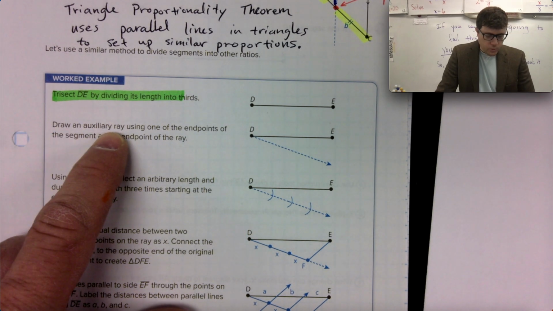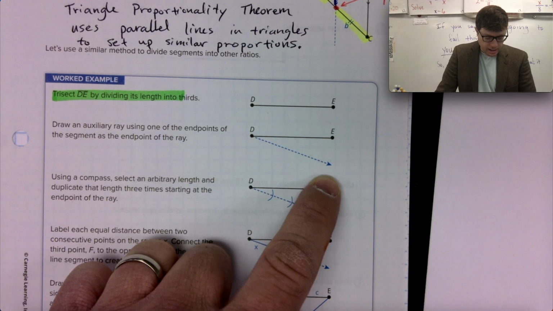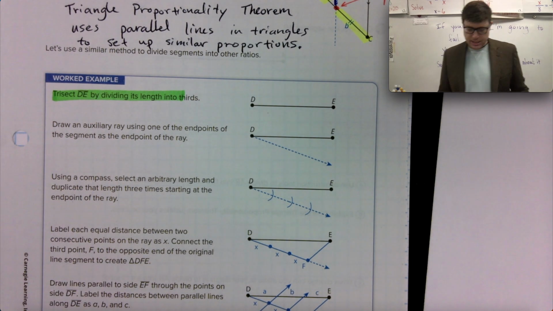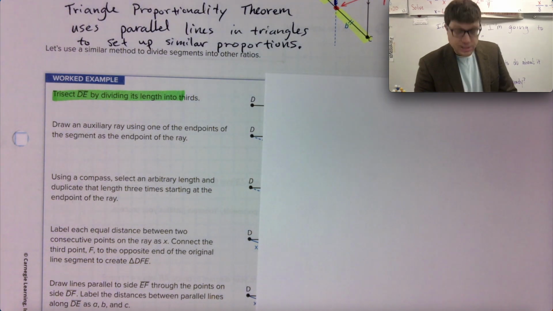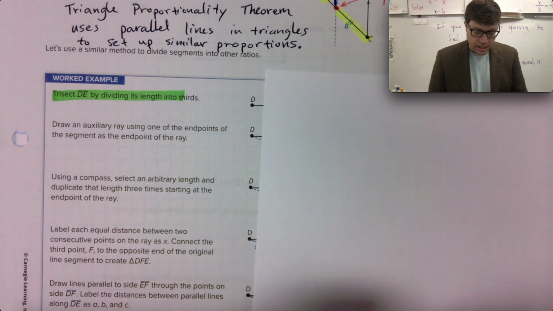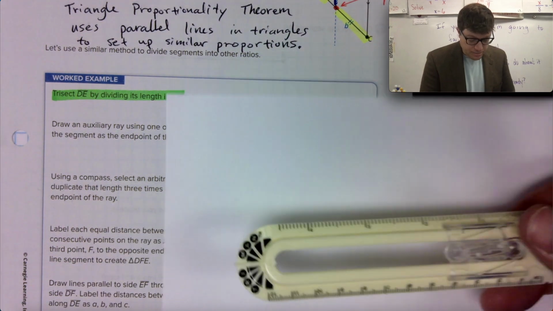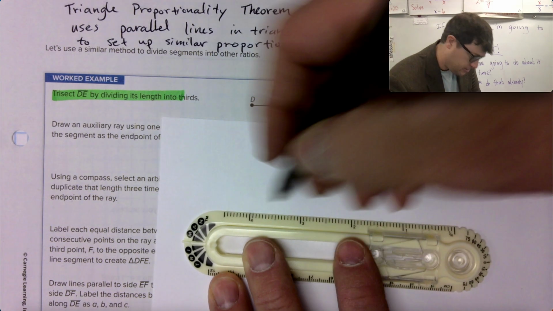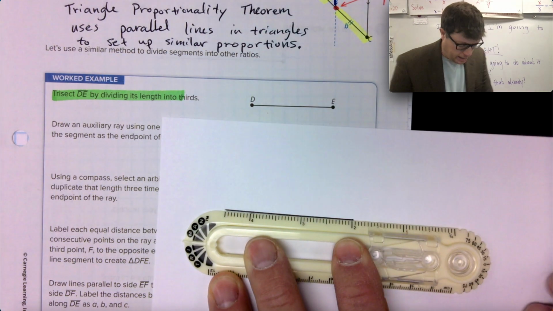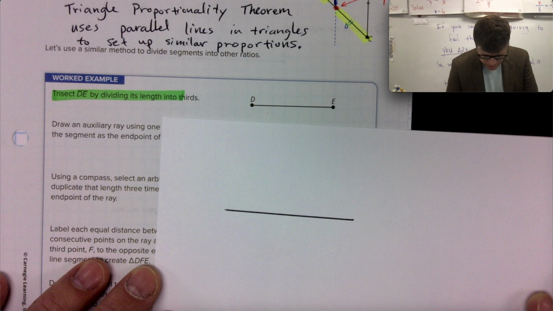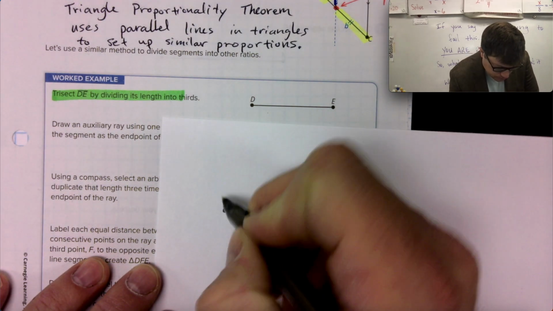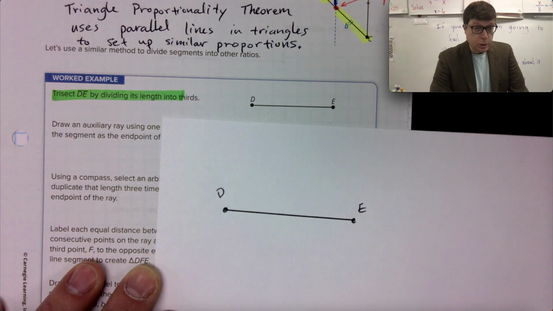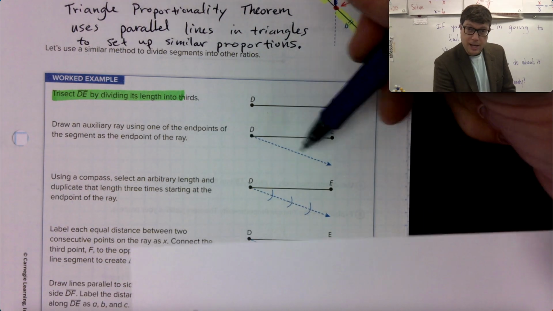Draw an auxiliary ray, that's the blue line here, using one of the endpoints of the segment as the endpoint of the ray. Let's do that. In fact, I'm going to use a black pen for DE. I'm going to use the straight edge to make sure that I'm drawing a straight line, somewhere near the top of the paper. I drew it approximately 2.5 inches long. About that big.